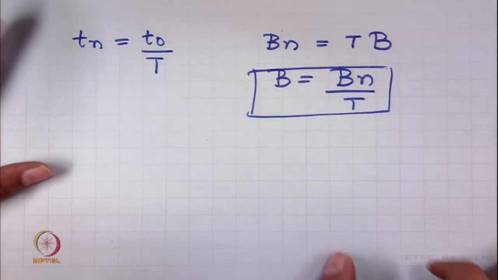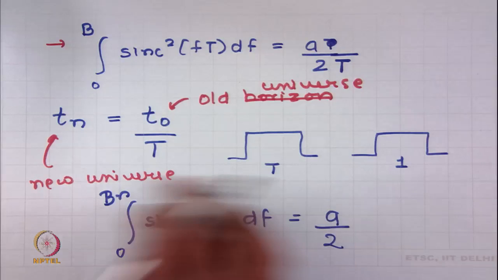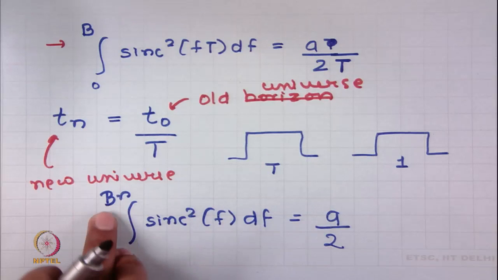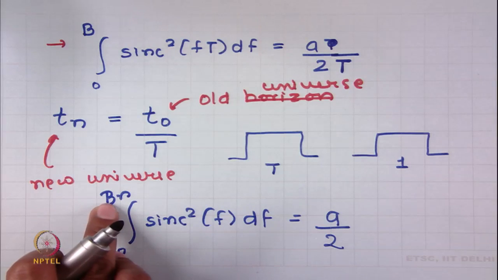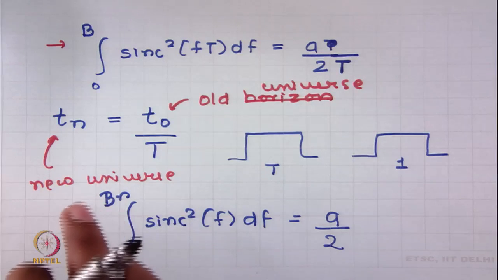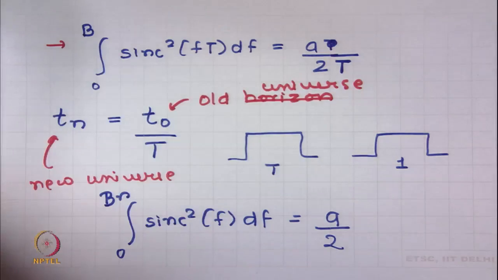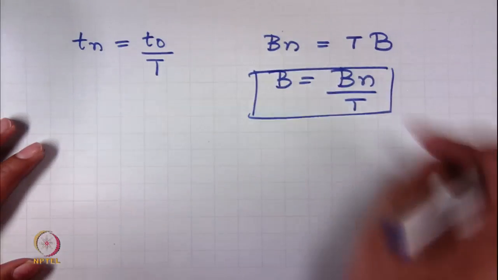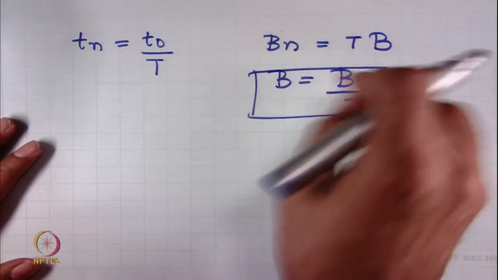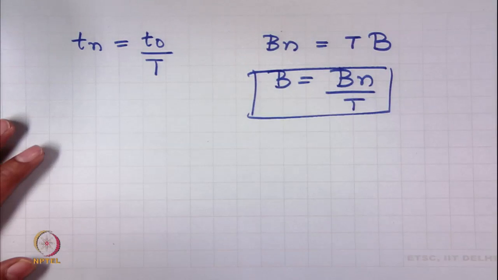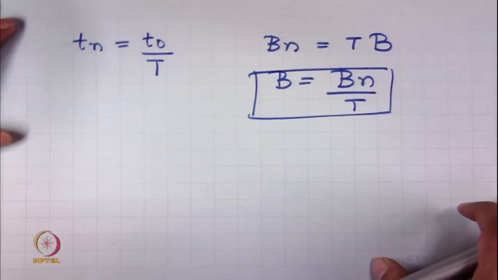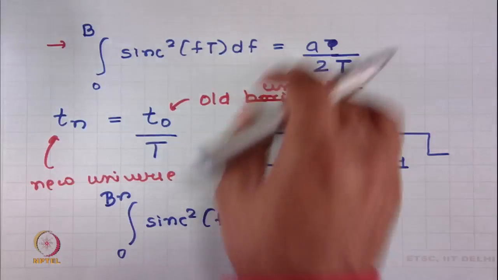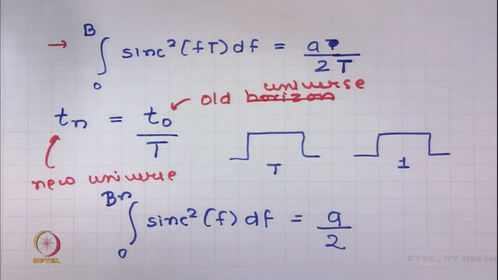So, what I am saying is you can simply solve for this expression, get the value of B n, which is the bandwidth in the new universe, and you can find out the bandwidth in the old universe in which we were interested by just dividing this bandwidth in the new universe by t, and you are done. These are certain tricks that you can use. You anyway could have solved this equation directly, okay, in computer.